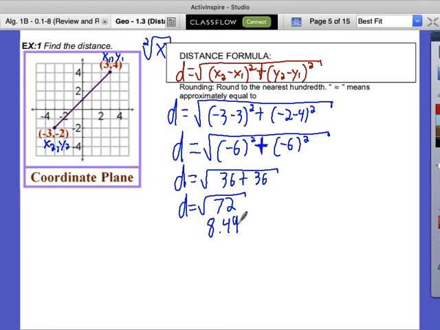Now here's the thing. Is it exactly 8.49? No. No, we call it approximate. Does anyone know what symbol we use for approximate instead of equal, okay? We use the little what? The squiggly line, okay? Here's how I like to think about it.